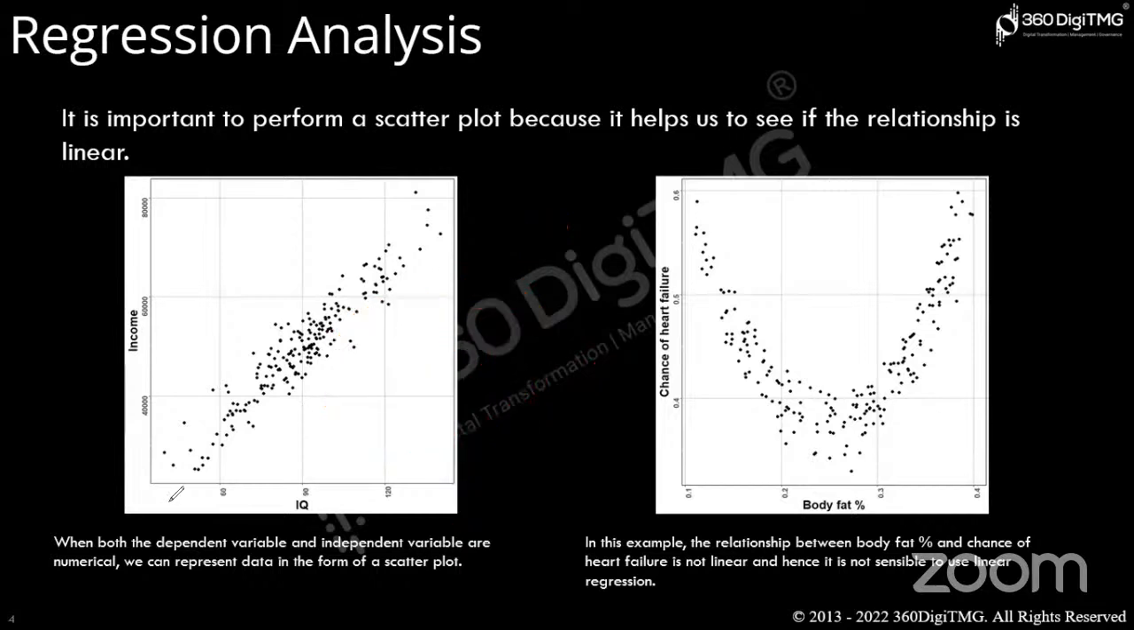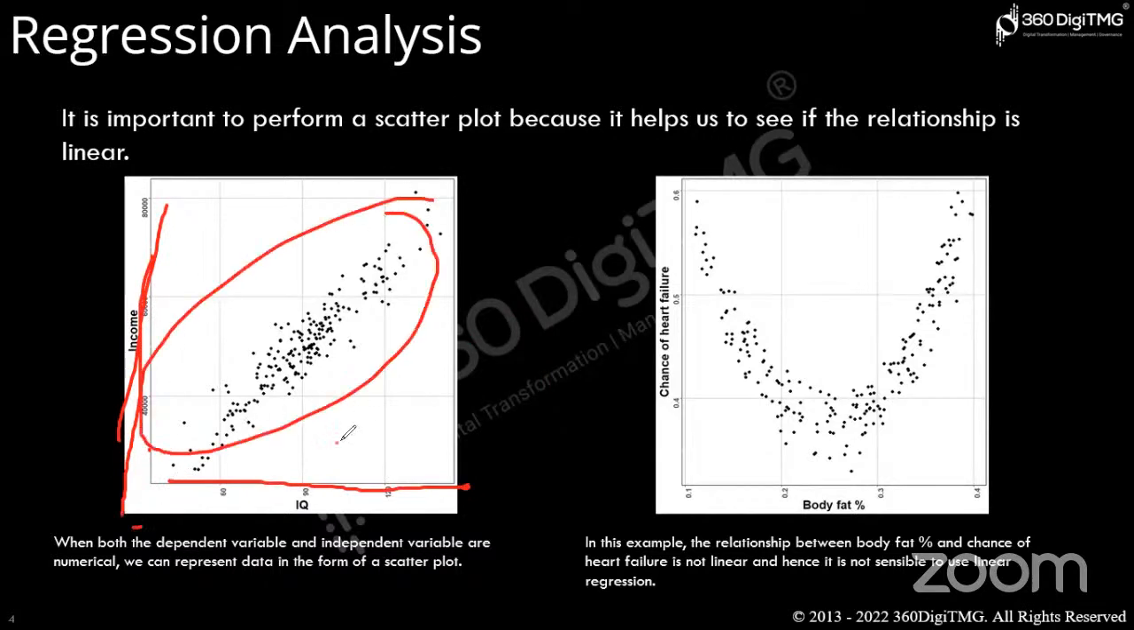Let's say here it is IQ and income. IQ is increasing, and in that case income is also increasing. Here we can say it is a positive correlation, actually a strong positive correlation, since the correlation is very strong. It is important to perform a scatter plot because it helps us see whether the relationship is linear or not.